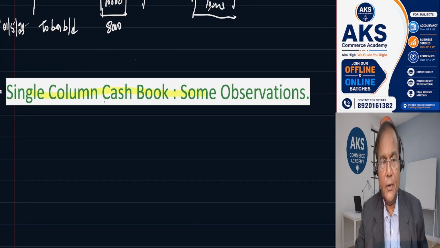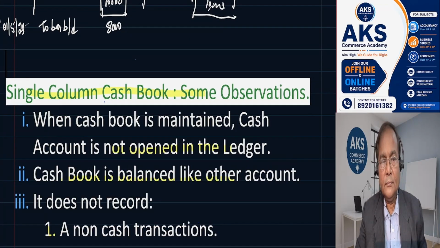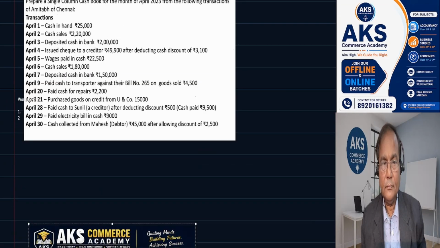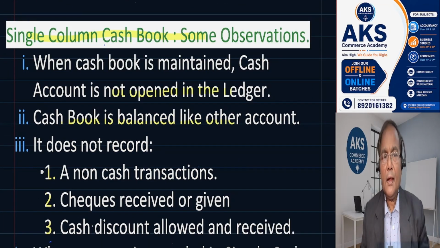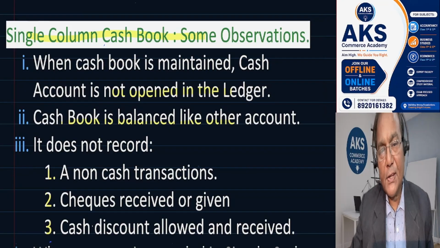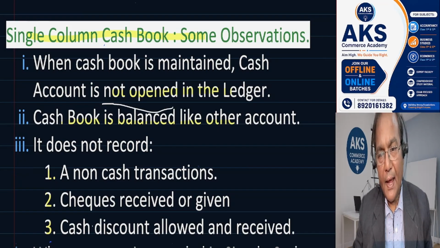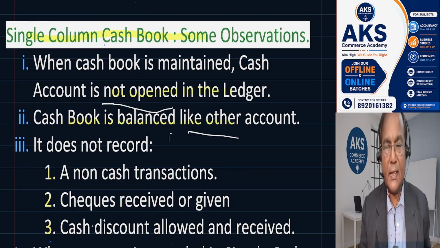I hope it is understood. Let's see the next one: single column cash book and some observations. When a cash book is maintained, a cash account is not opened in the ledger. This is what we have already seen. There is no separate opening of a ledger cash account. The cash book is balanced like other accounts, very similar to the way we just balanced our cash book.